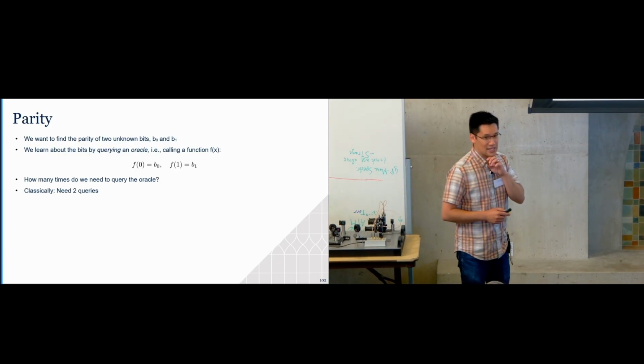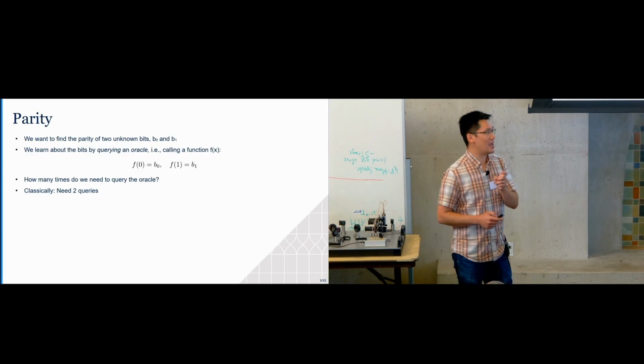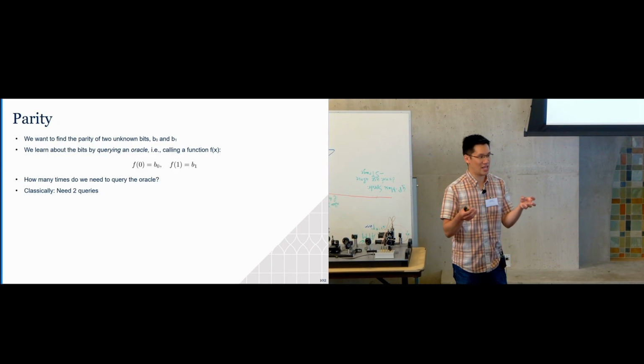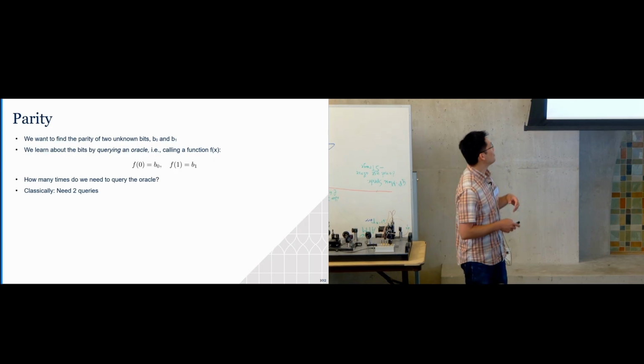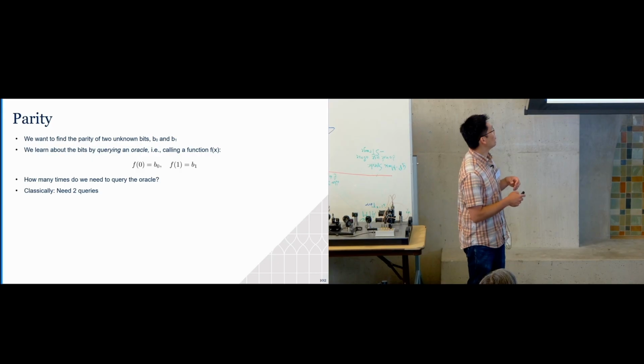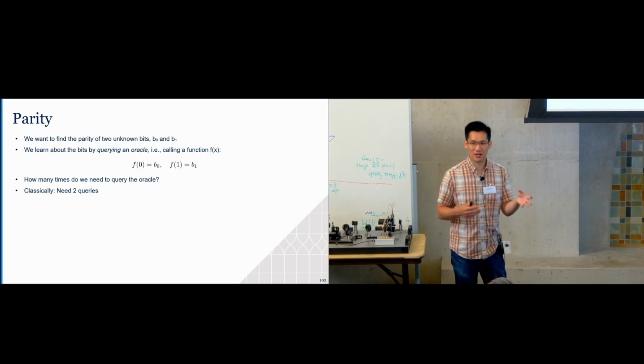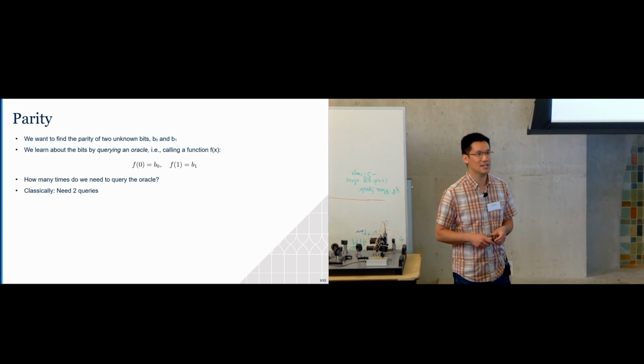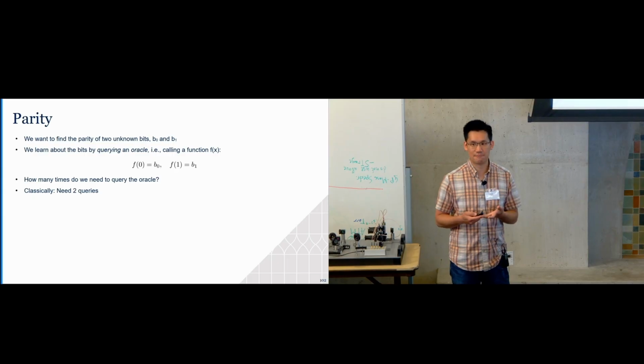And so classically, you need 2 queries. You basically need to know both of the bits, and then you can compare the bits. Do they have even parity or do they have odd parity? So are they the same or are they different? If you only have one bit, there's no way you can figure out what the parity is, because depending on the other bit, it could completely flip what you thought the answer would be. So you just have to know both bits classically. So you need 2 queries.